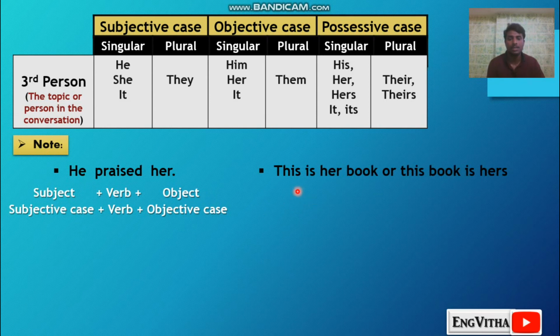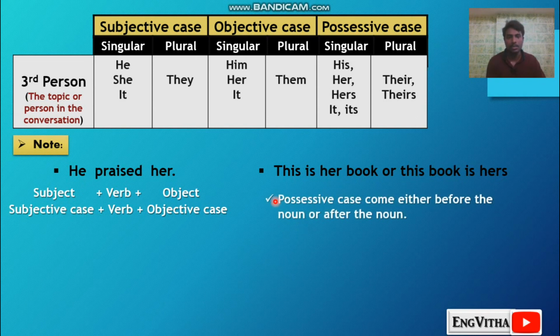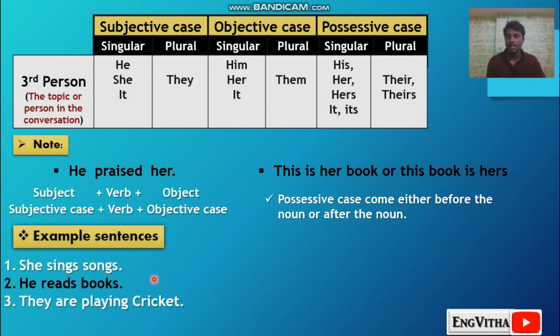And this is her book, or this book is hers. In these two sentences, we can understand that the possessive case her is placed before the noun book, and hers is placed after the noun book. So the possessive case in any sentence comes either before the noun or after the noun. Let us see a few examples on this third person. She sings songs, he reads books, they are playing cricket.